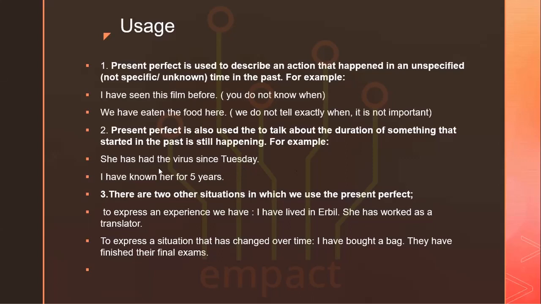She has had. This has is a rule, because with she I have to use has. And had is the PP form of have. I cannot say she has have, okay? Because the verb should be in PP form. The past participle of have is had. Okay, this is the PP form of have.